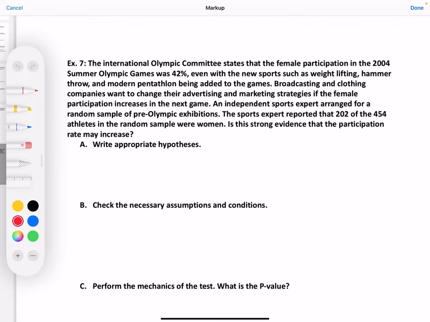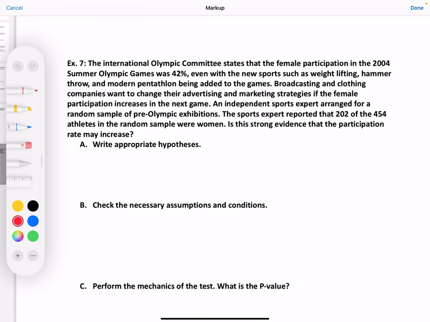All right, so this one, the International Olympic Committee states that the female participation in the 2004 Summer Olympic Games was 42%, even with the new sports such as weightlifting, hammer throw, and modern pentathlon being added to the games. Broadcasting and clothing companies want to change their advertising and marketing strategies if the female participation increases in the next games. An independent sports expert arranged for a random sample of pre-Olympic exhibitions. The sports expert reported that 202 of the 454 athletes in a random sample were women. Is this strong evidence that the participation rate may increase?